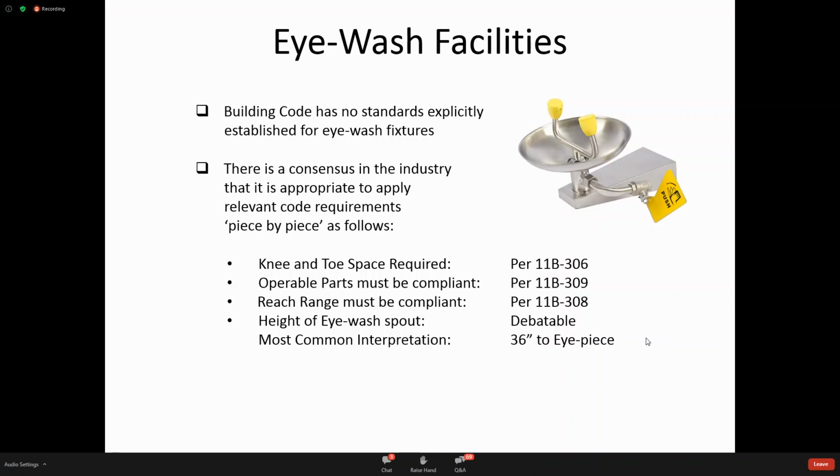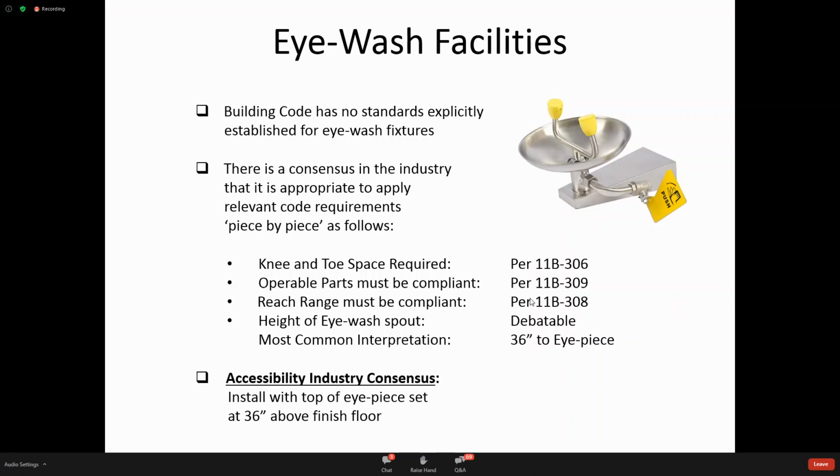This is debatable, and it's something that we've considered and determined the closest thing that we have in code to this is a drinking fountain, which has a 36-inch height requirement. So that's what we have done as Sutter to apply. We've seen others do it also. We've checked with our consultants. That seems to be a bit of a consensus, although it is not written into code. But we wanted to share with you that's what we do.